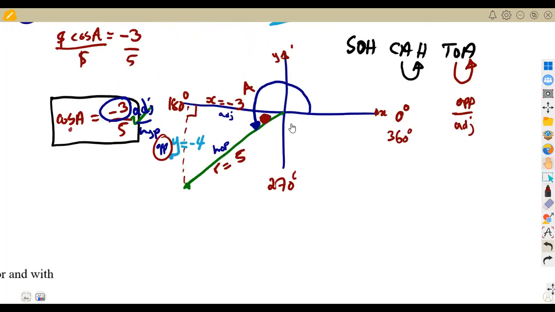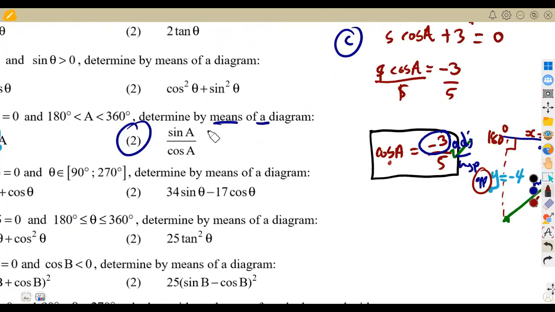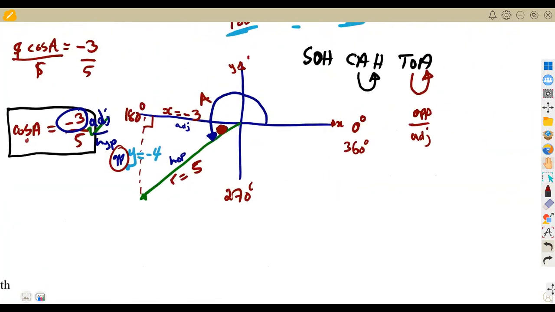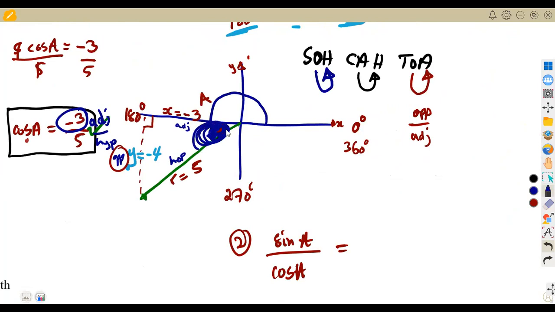Let us figure out how to answer the next question from the same diagram. Now they want us to find the value of sine A over cosine A. This can again be found from our ratios directly. Sine is opposite over the hypotenuse, taken according to the angle inside the triangle. So the opposite is -4 over the hypotenuse, which is 5.